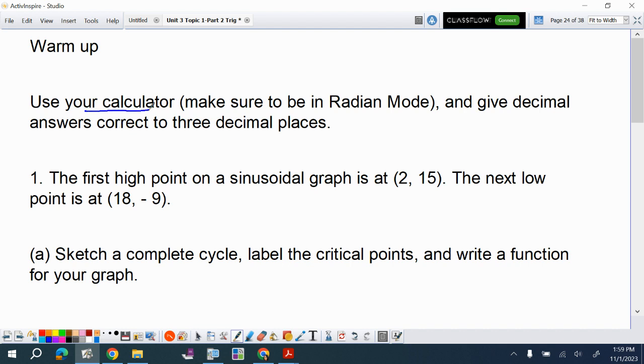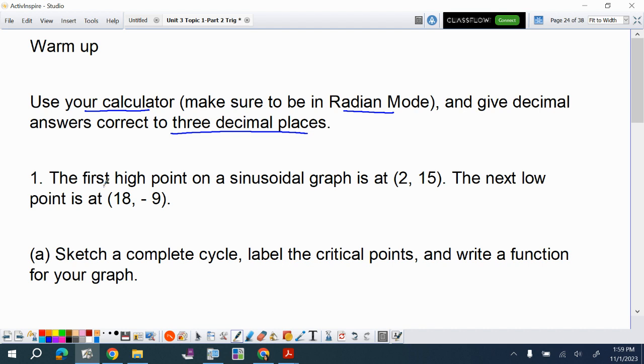First, you will need a calculator. So make sure you have a calculator which is in the radian mode. And also, whenever we are using a calculator, your answer must always be correct to 3 decimal places. For this, we have very strict rules. You can either truncate or you can round to 3 decimal places.